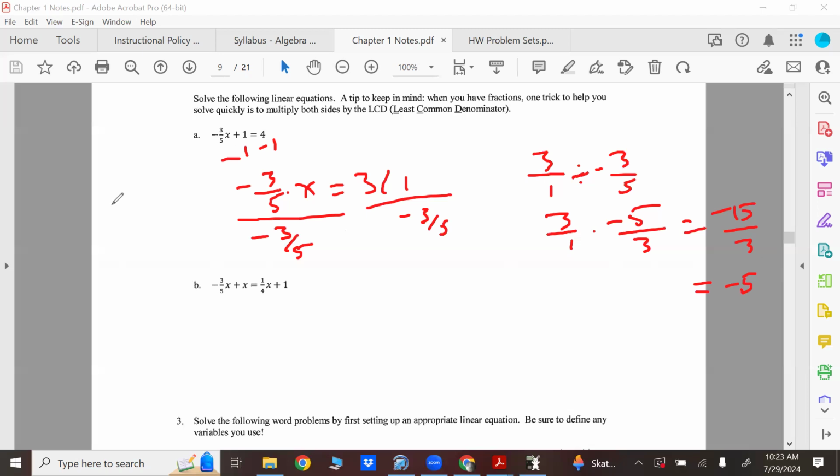Some people do this. We're at this point here. They'll multiply both sides by 5 first to get that, and then divide by -3 afterwards. That's fine too. You still get the same thing. Some people do this. They'll multiply both sides by the reciprocal of the fraction. That's fine too. That could also work. So yeah, that could work as well.